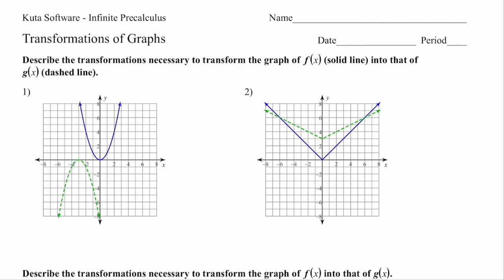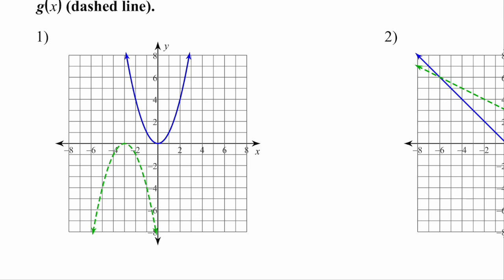So for problem number 1, for 1 and 2, it says to describe the transformations necessary to transform the graph of f in blue, that solid line, into the graph of g of x, which is that dashed green line. Okay. So what I do when I'm asked to find a transformation and what happened, I usually will find if there's a vertex of some sort, I find it. Where did it go? Okay. And then I look at the endpoints. Are they pointing in the same direction? Because that's helpful to tell us if we've flipped, okay?